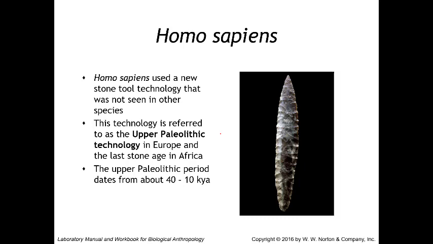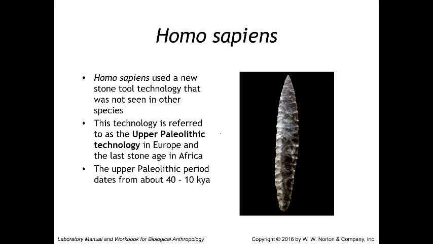Homo sapiens used a new stone technology that was not seen in any other species. So to recap, we've covered Oldowan tool technology, which is the choppers and the flakes, right? Then we covered Acheulean tool technology, which is similar to Oldowan, but they had what we called the hand axes. Then we covered Mousterian tool technology, which automatically you should think Neanderthals, but also think Homo heidelbergensis. And now we have this new tool technology that was not seen in any other species.